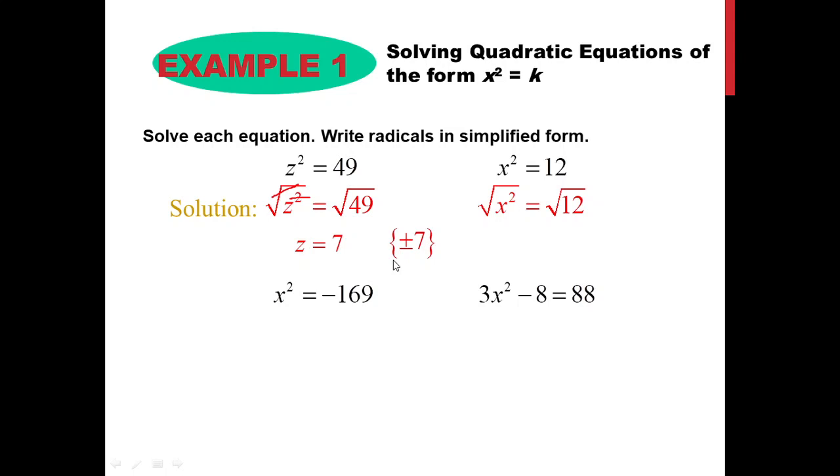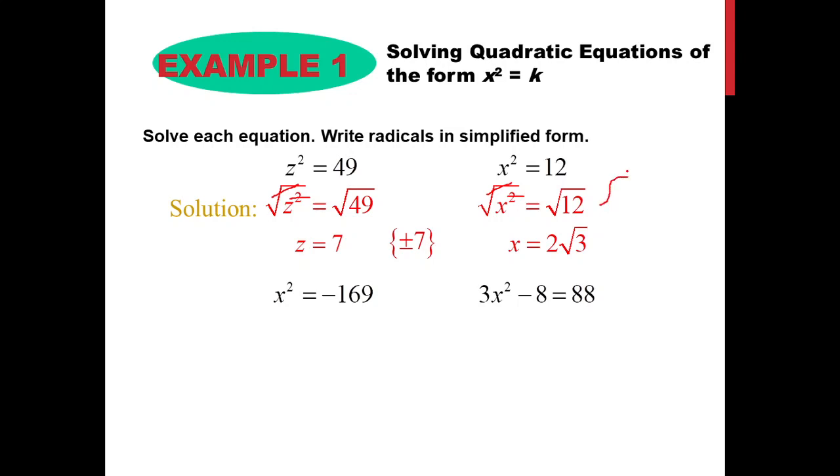Next, x squared is equal to 12. Again, extract the root on both sides. This will cancel out the exponent 2 and the radical sign, leaving us with x is equal to the square root of 12. Now since 12 is not a perfect square, we need to find a way to factor the 12 wherein one of the factors is a perfect square.